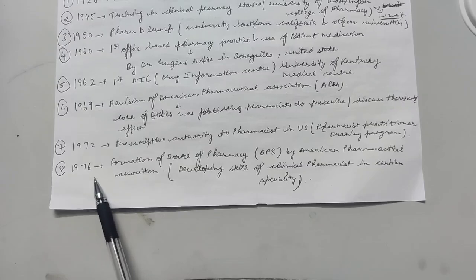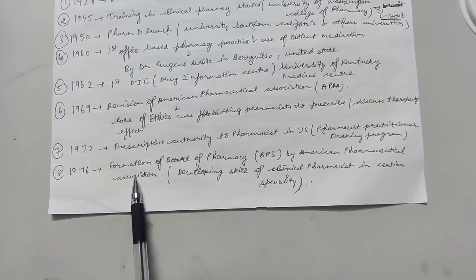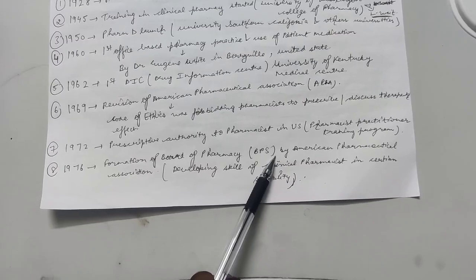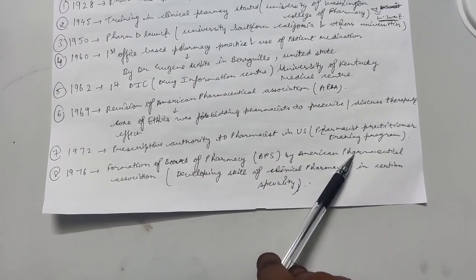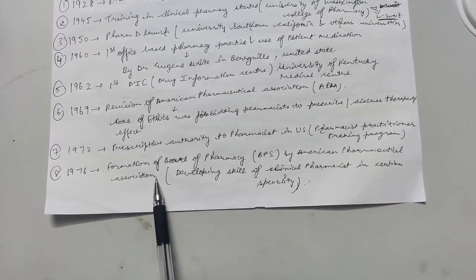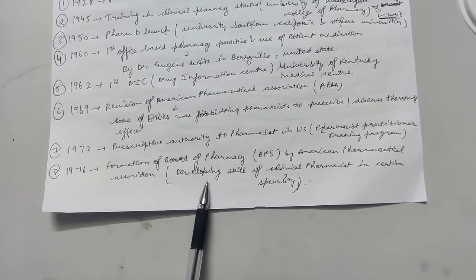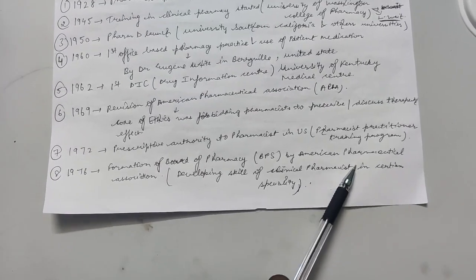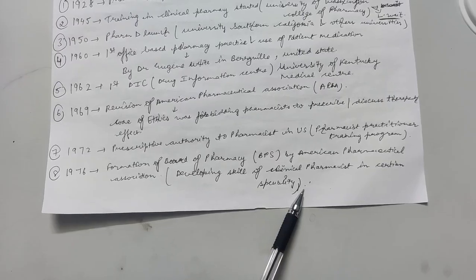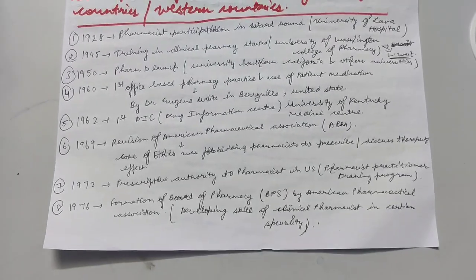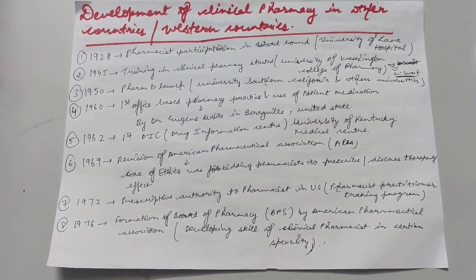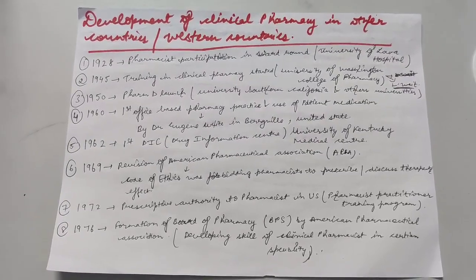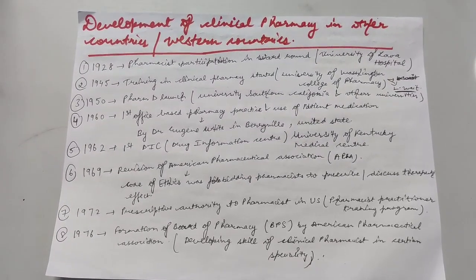In 1976, the Board of Pharmacy Specialties, that is BPS, was formed by the American Pharmaceutical Association, which helped in developing the skills of clinical pharmacists in certain specialties. This was all about clinical pharmacy, its scope, and its development in India and Western countries.